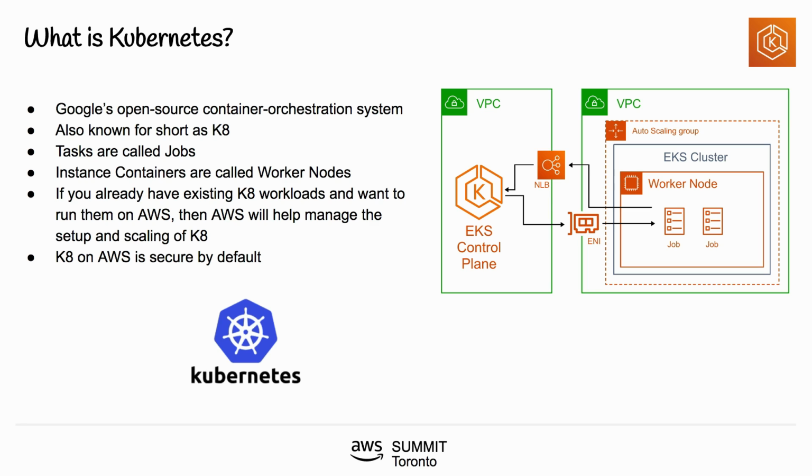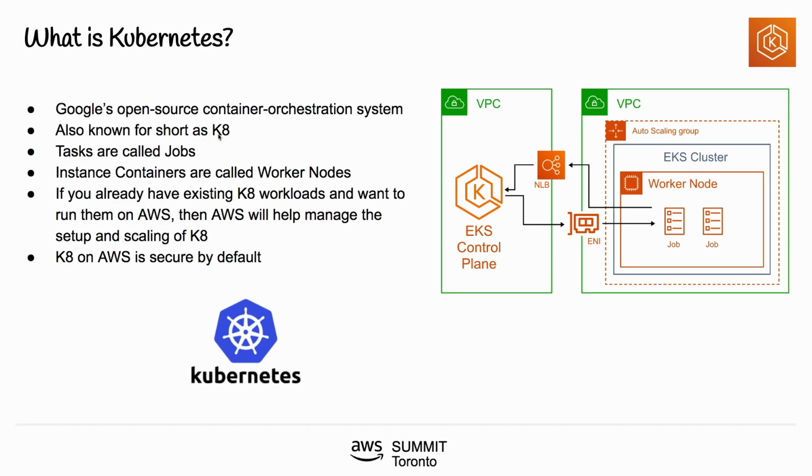So Kubernetes is Google's open source container orchestration system. It's also known as K8s for short. The 8 is for the 8 letters that come after the K, excluding the S, okay? So that's why it's K8s. Otherwise, it'd be K9, and that's just dogs, and that's confusing, okay?